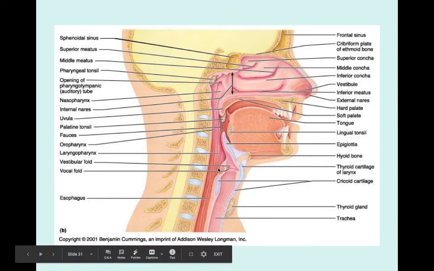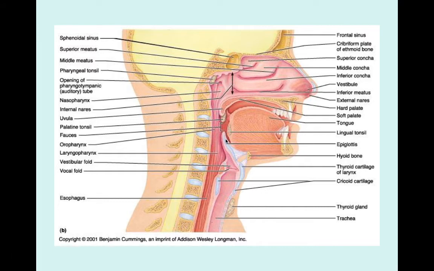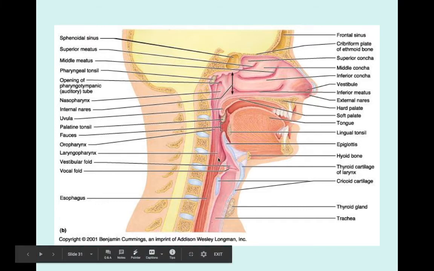Okay, again, here we can see our esophagus. Here's our trachea, which is our windpipe. Here we have our epiglottis. So when we swallow, this epiglottis folds down over this opening to the trachea to keep the food from going down the windpipe so that the food can go down the esophagus to the stomach.